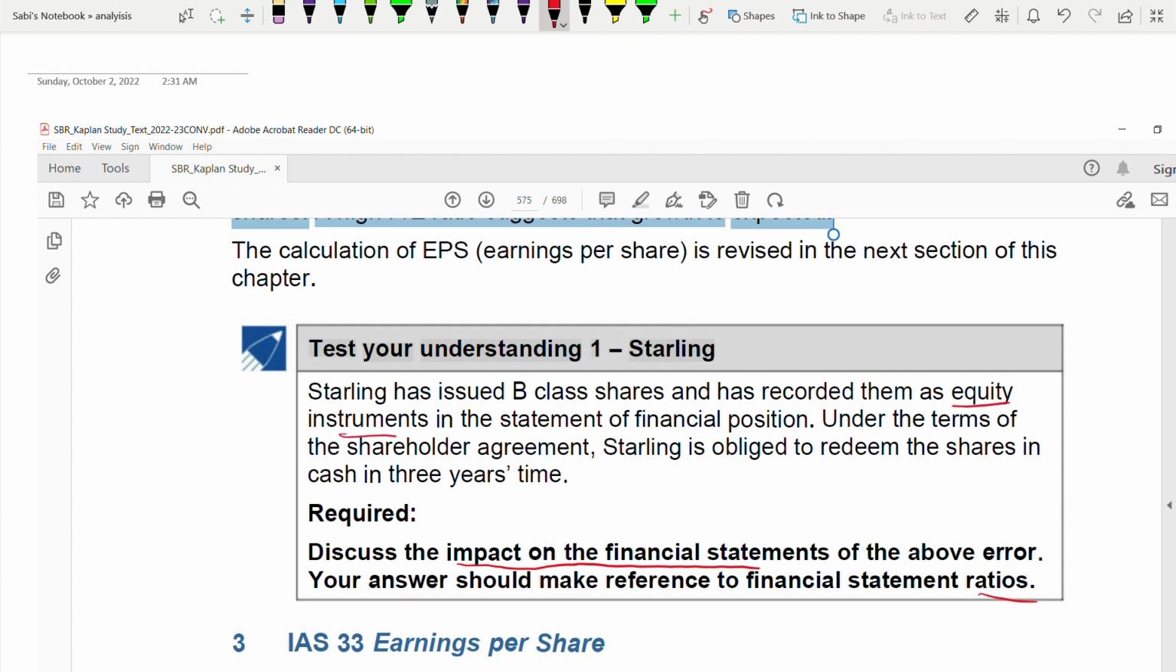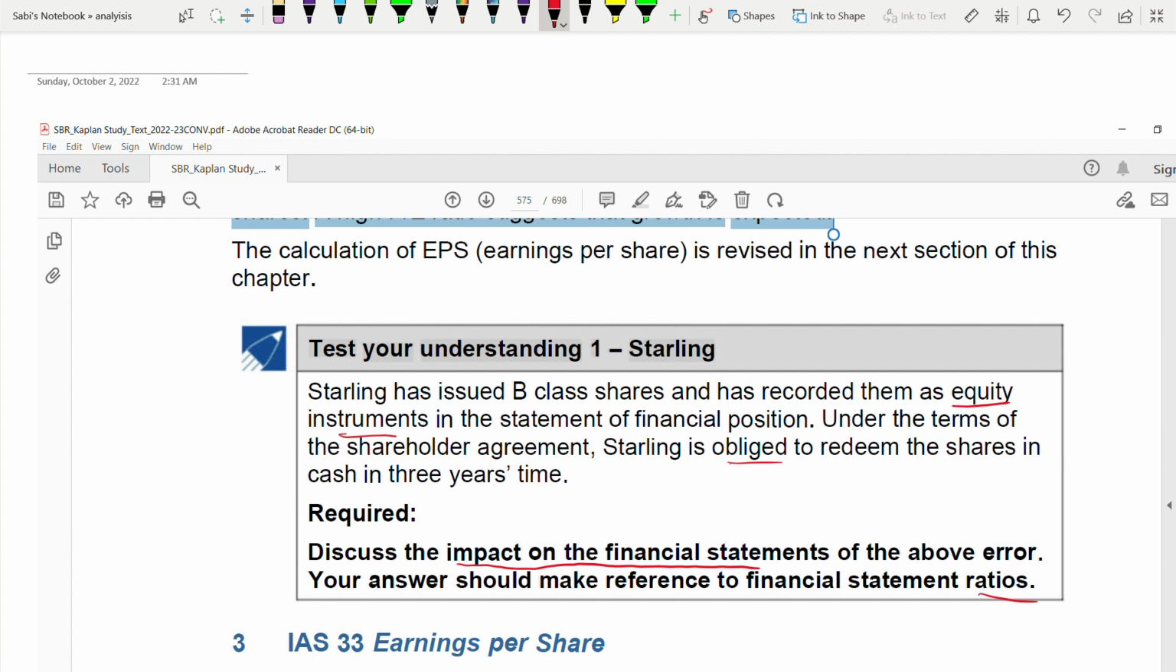Under the terms of the shareholder agreement, Starling is obliged to redeem the shares in cash in 3 years' time. Okay, they have an obligation to redeem the shares in cash in 3 years' time. Now, which standard deals with it? Before you go to ratios, you need to understand the particular standard dealing with the issue in the question. Otherwise, you will not be able to solve any question, even though it's ratios. It comes under analysis and interpretation, ratios. But before applying ratios, you have to know.